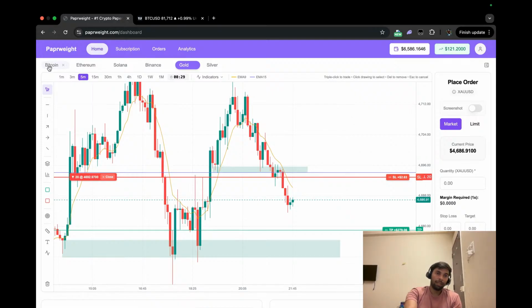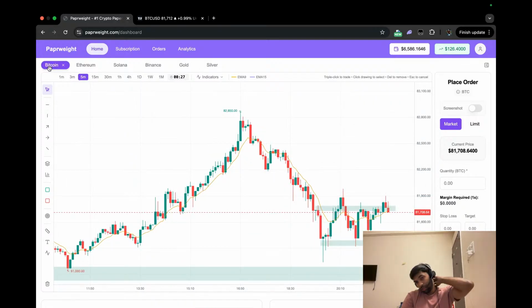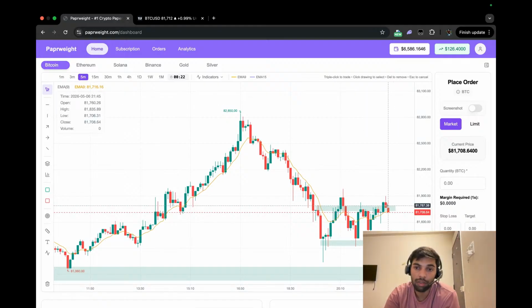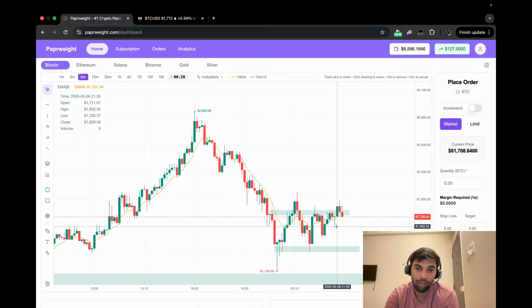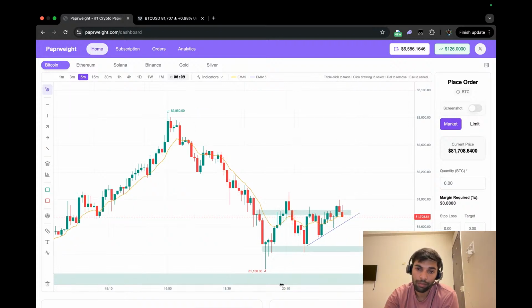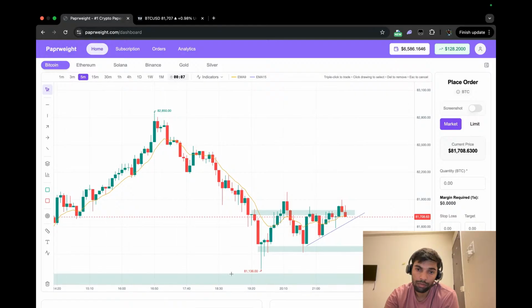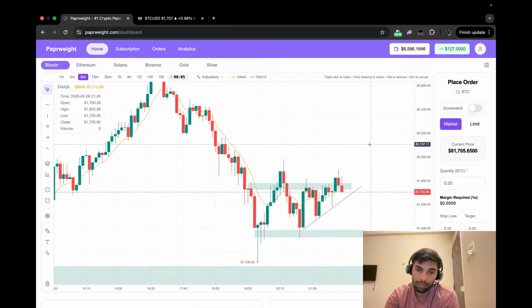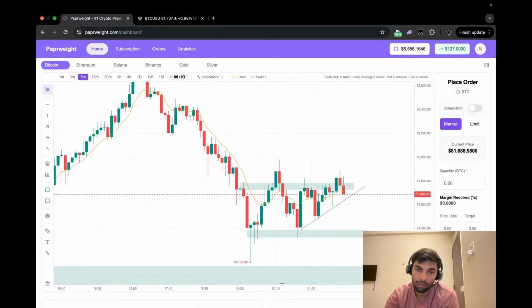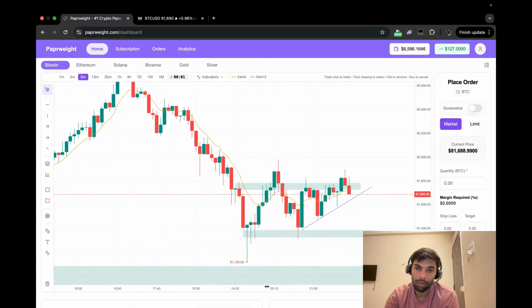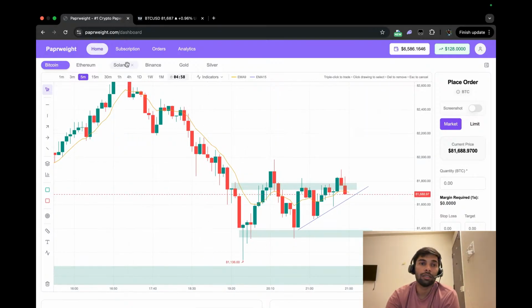What is happening at Bitcoin is quite interesting to me as well. So okay, Bitcoin for the first time, second time, now this is the third time. I can see a little bit of trend line as well in Bitcoin. The market is making a trend line.